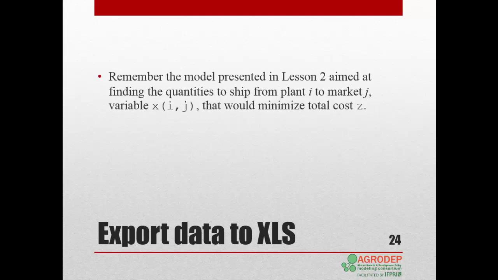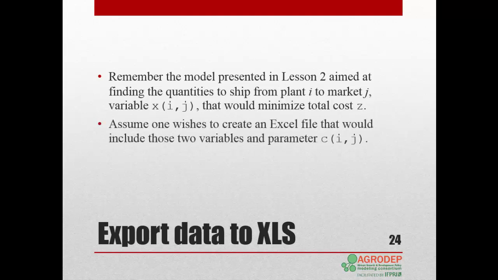Remember that in the model presented in Lesson 2, the objective was to find the quantities represented by the variable xij to be shipped from plant I to market J that would minimize the total cost of shipping Z. We want to create an Excel file that would include the solution variables x and z after the model has been solved and the parameter Cij.